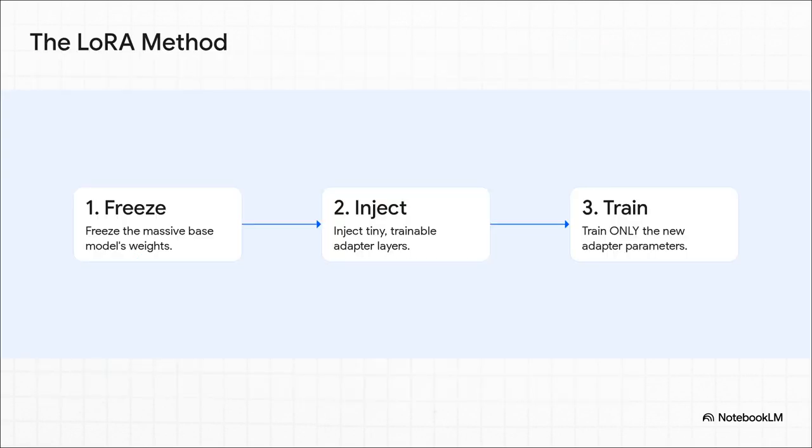And the process itself is just so elegant. Step 1, freeze the original model. Its billions of parameters stay exactly as they are. Step 2, you inject those small, efficient adapters. And step 3, you train only the new adapters. And that right there, that's the secret. That's why it's so incredibly efficient. You're updating maybe a few million parameters instead of billions.